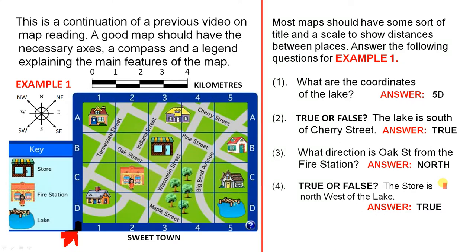True or false? The store is northwest of the lake. Now look at the legend, there's the store, which is that one. Here's the lake. Okay, so if we pretend the lake is in the middle of the compass, and we go in that direction, which is where the store is, that is northwest, and that is true.